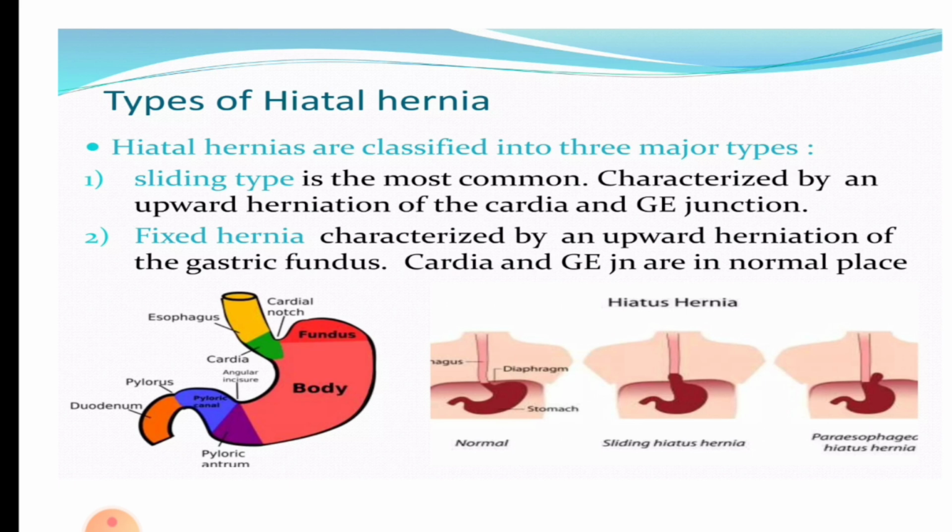Here is the structure of the stomach: the cardia part, the cardiac notch, esophagus, pylorus, duodenum, pyloric antrum, body, and fundus. They show the normal stomach, diaphragm, and sliding hiatus hernia. And next is the paraesophageal hiatus hernia.